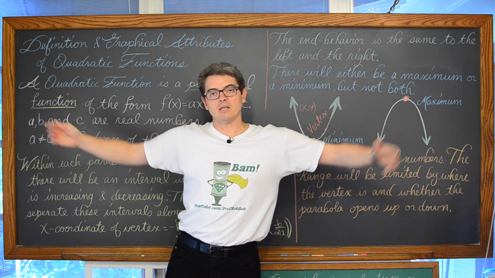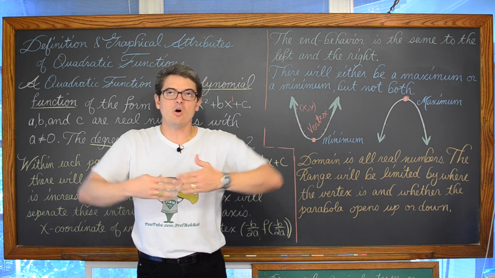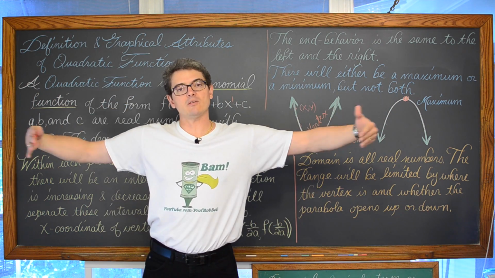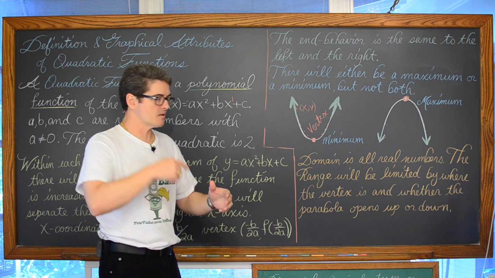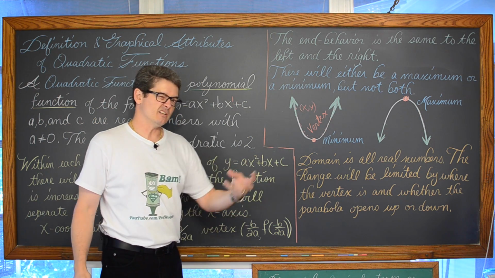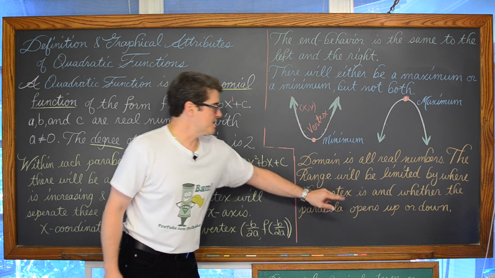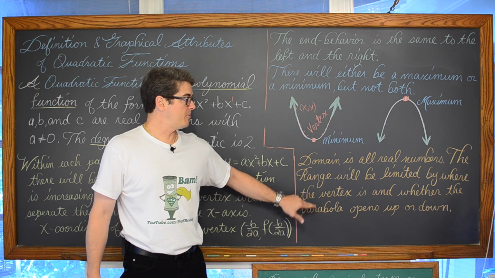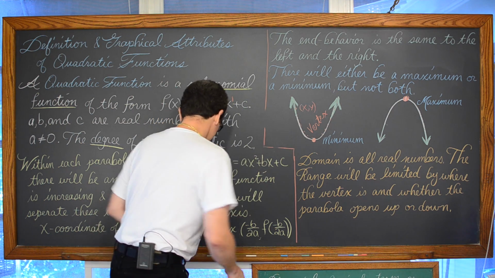Parabolas open, at least in this form, up or down, and they will expand horizontally forever. So the domain is going to be all real numbers. Every value of x can be plugged into this equation, and this equation will be defined. You'll get an answer. The range will be limited by where the vertex is and whether the parabola opens up or down. So let's see, I guess I have a little bit of room to write over here.